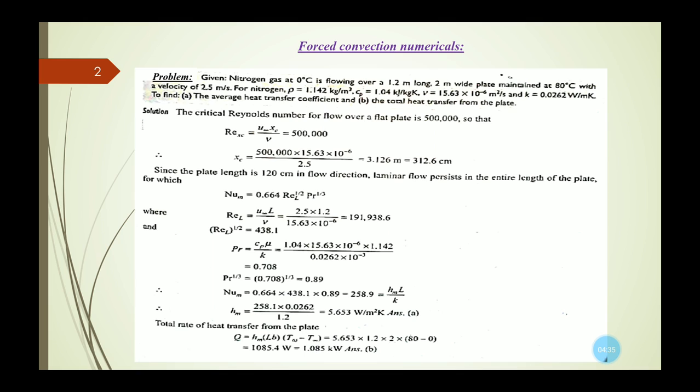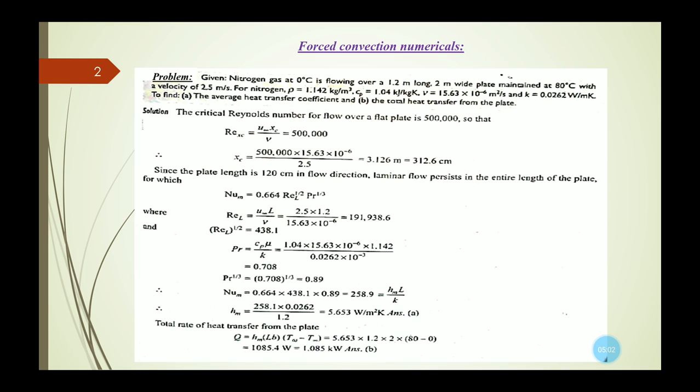Now that critical value of the Reynolds number is actually 5 into 10 to the power 5, up to which the boundary layer has laminar or some part of the transition characteristic, but it is not turbulent. Beyond this 5 into 10 to the power 5 value of the Reynolds number, we can say that the flow has turbulent characteristics, and the boundary layer zone is a turbulent boundary layer zone.